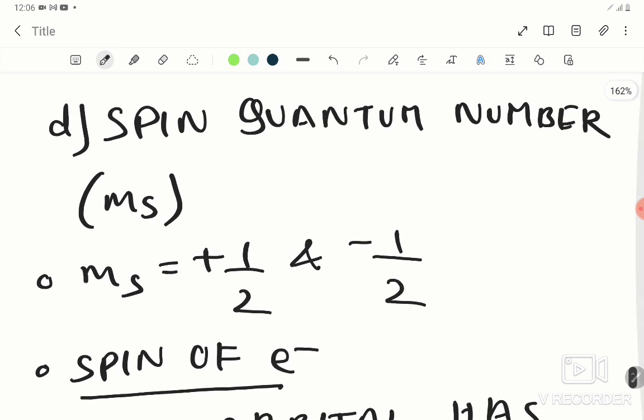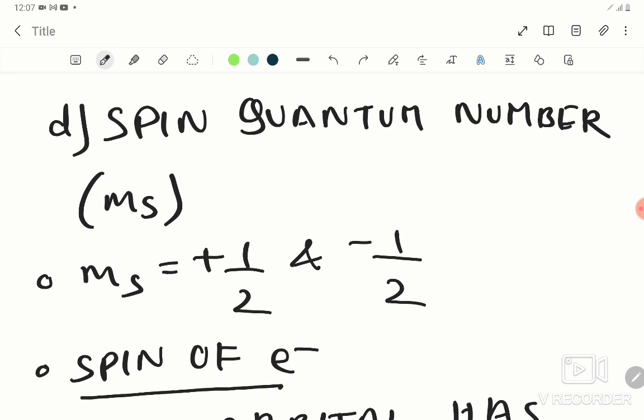So in summary, we need to remember all the 4 quantum numbers. Principal quantum number will have values 1, 2, 3 and so on. Angular quantum number will have values from 0 to n-1. Magnetic quantum number will have values from -L to +L. And finally, spin quantum number has 2 values of +1/2 and -1/2. So with this we have completed all the quantum numbers, and we have also looked at various orbitals.